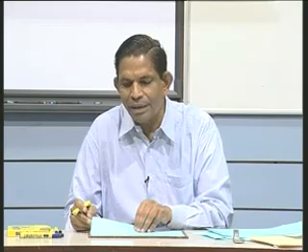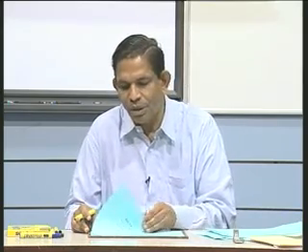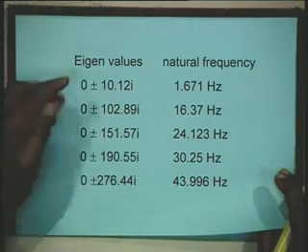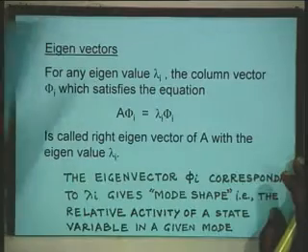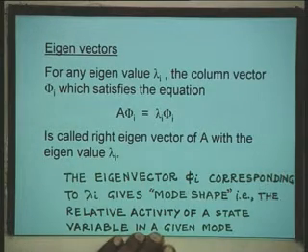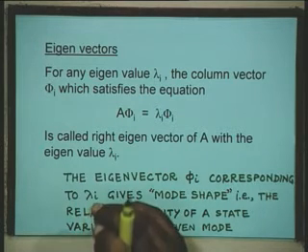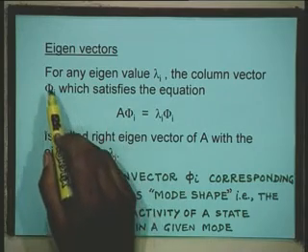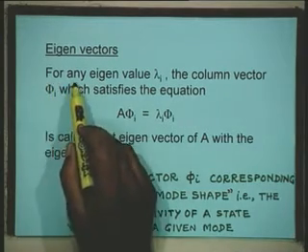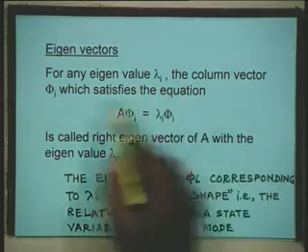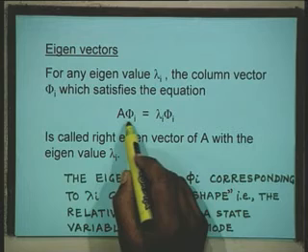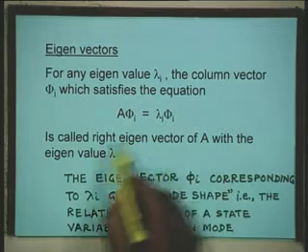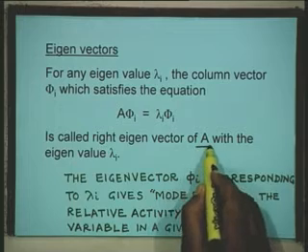Now, to further understand the dynamic behavior of the system, we analyze the dynamic model further. For each of the eigenvalues we obtain the eigenvector, and we can easily understand the meaning of the eigenvectors. For each eigenvalue there exists an eigenvector. For any eigenvalue lambda i, the column vector phi i which satisfies the equation A phi i equal to lambda i phi i is called the right eigenvector of the matrix A.